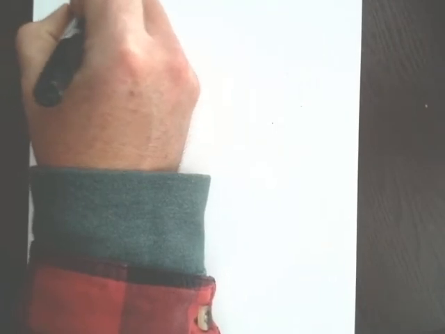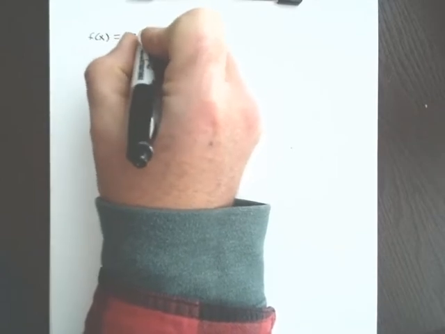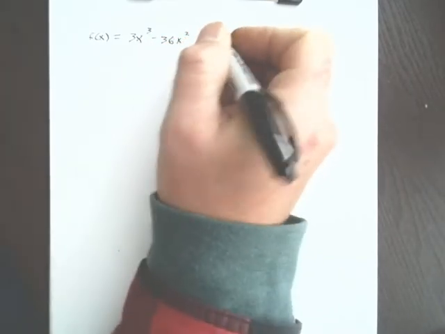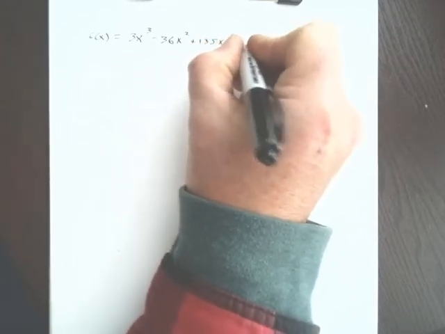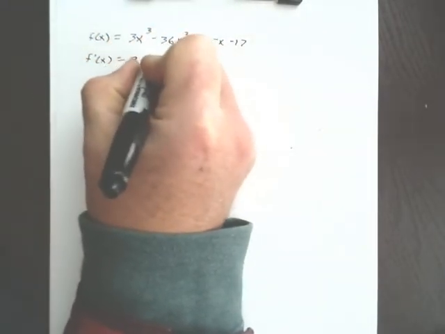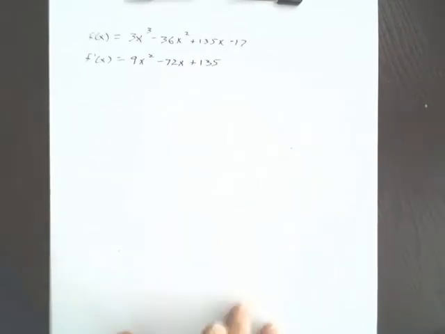Let's see. Let's do f of x equals, pull this down some, f of x equals 3x cubed minus 36x squared plus 135x minus 17. Okay, so the first thing we're going to do is find the first derivative, which equals 9x squared minus 72x plus 135.